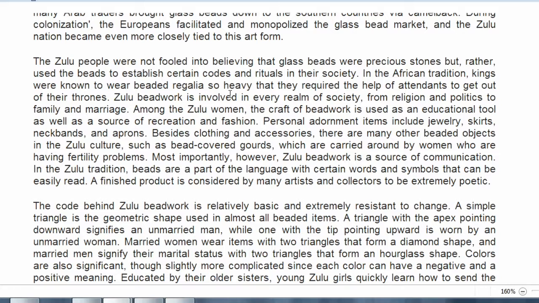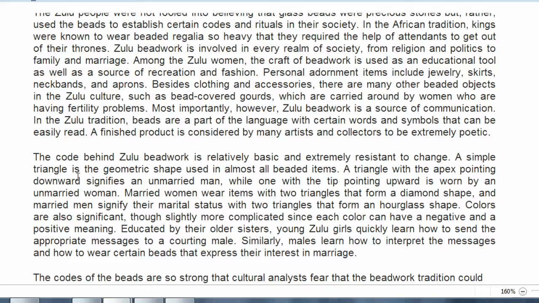They are known to wear beads, regalia. Zulu beads: religious, political, family, marriages. The craft, educational tools, source of recreation, fashion. Okay, we're not talking about any shapes here.